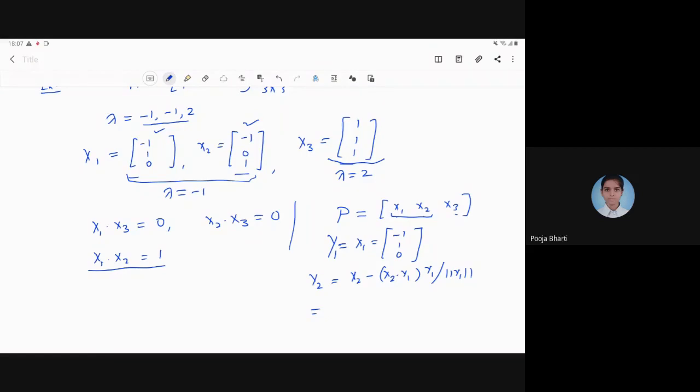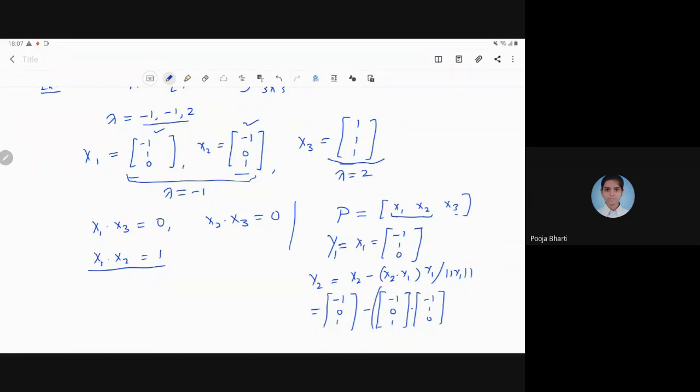X2 is given to you here: minus 1, 0, 1. This is X2. Minus X2 dot Y1 means what? Y1 is already X1. So X2 dot Y1, X2 is here. I'm writing both here. Minus 1, 0, 1, this is X2, and dot Y1. Y1 means minus 1, 1, 0.